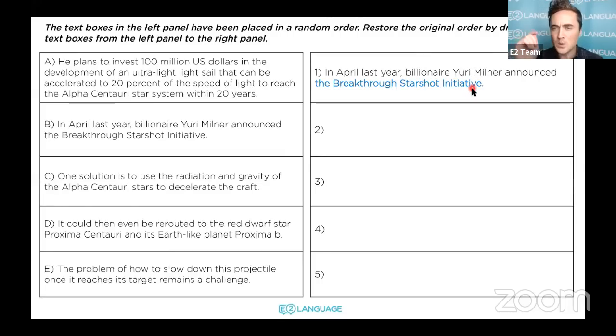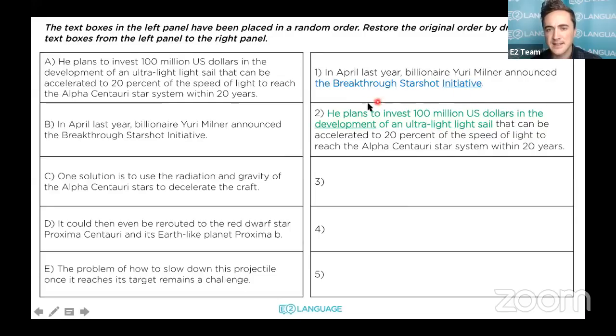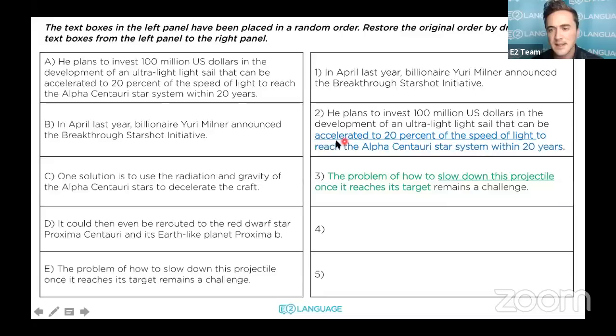Cool. What's the object of this sentence? The Breakthrough Starshot Initiative. I don't know what that is. It's very confusing, but what does it connect to? Well, it connects to this. First of all, you've got Yuri Milner, and then he plans to invest $100 million in the development of an ultralight light sail. Fine. So we've connected 1 and 2. What's the object of this one, and what does the object of this one connect to? Well, it says here, can be accelerated to 20% of the speed of light.